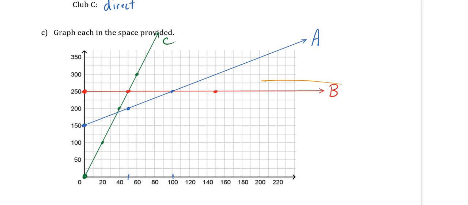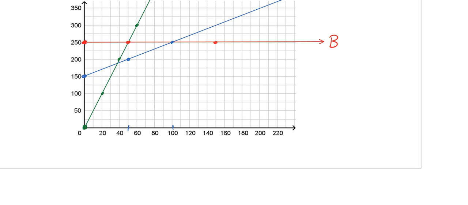So we can see in the long run, B is a lot cheaper. B becomes cheaper right there. In this section, A is the cheapest because it's the lowest. And over here, C is the lowest because it starts lowest. If you're only playing once, it makes most sense to use C.